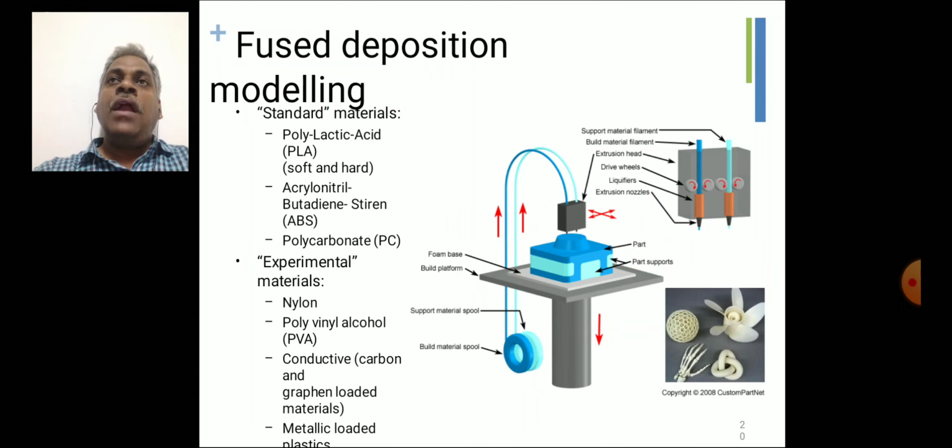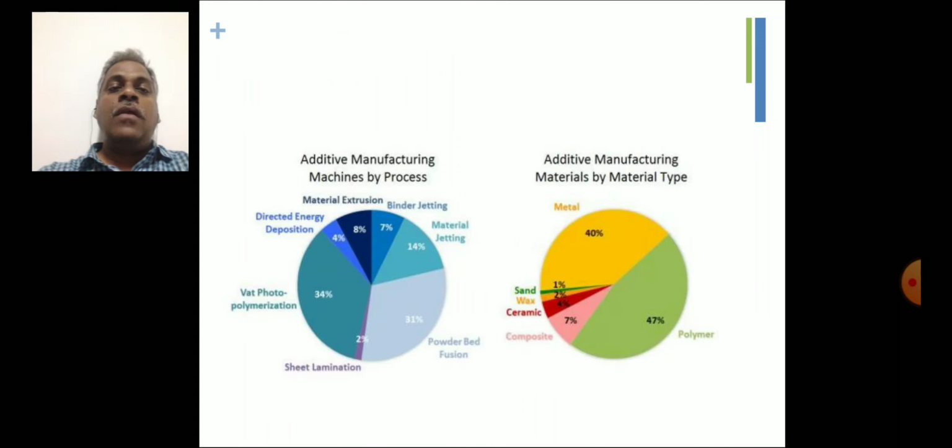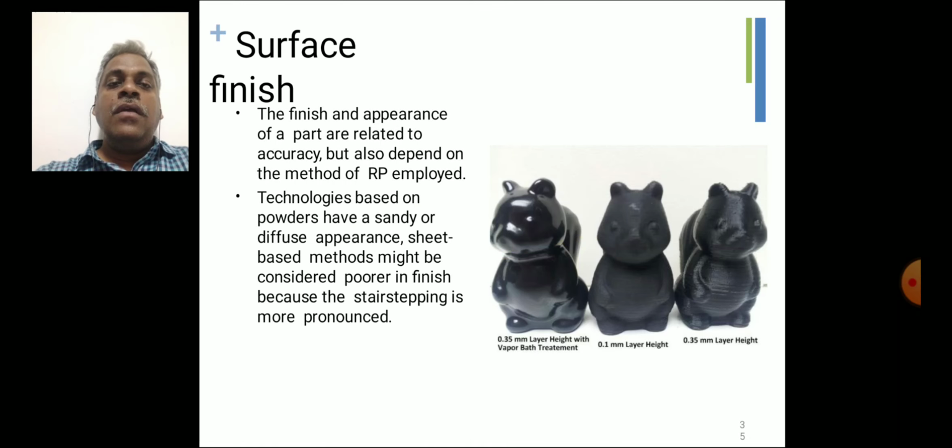What are the different additive manufacturing processes? There are plenty of them. One is fused deposition modeling. Additive manufacturing process machines are classified by process and additive manufacturing materials by material type, as shown in the figure. The general consideration on additive manufacturing technologies, the surface finish: if the layer thickness is less, the surface finish will be good.